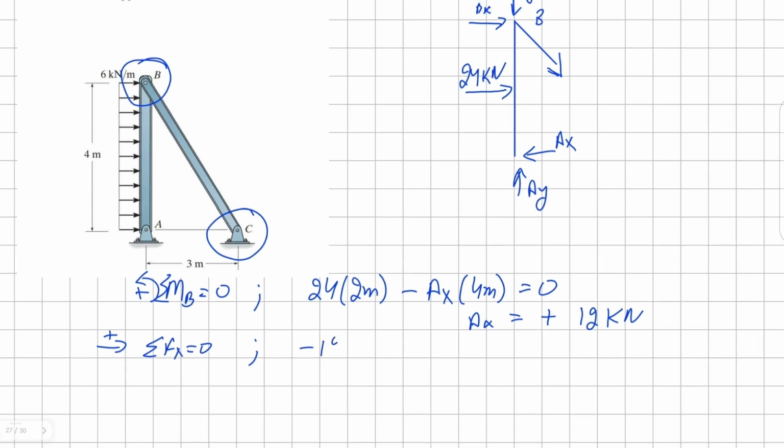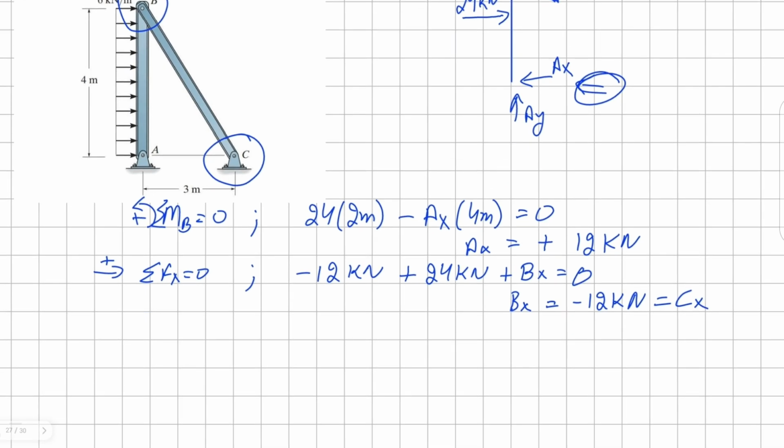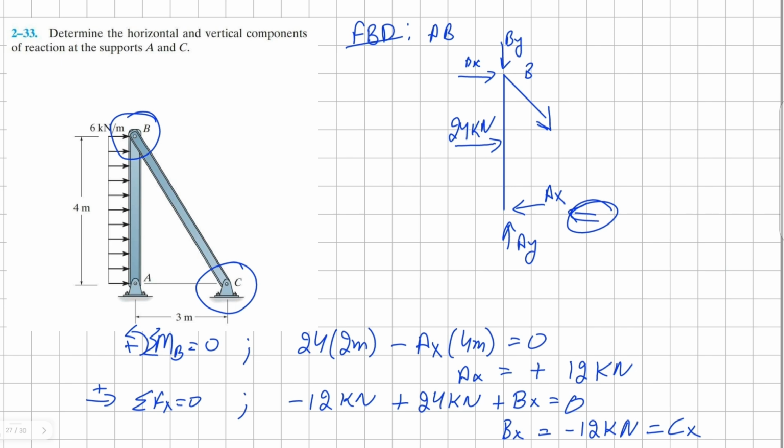We have negative 12 kilonewton, because we are assuming our vector to be in the negative direction for X. We haven't changed it, we could change it, but it's better to be consistent. And we have positive concentrated load, and we have a positive horizontal reaction for B. Solving for Bx, we get negative 12 kilonewton as our solution. And as said before, whatever our Bx is, it's going to be our Cx. And now we can solve for our vertical component for By.